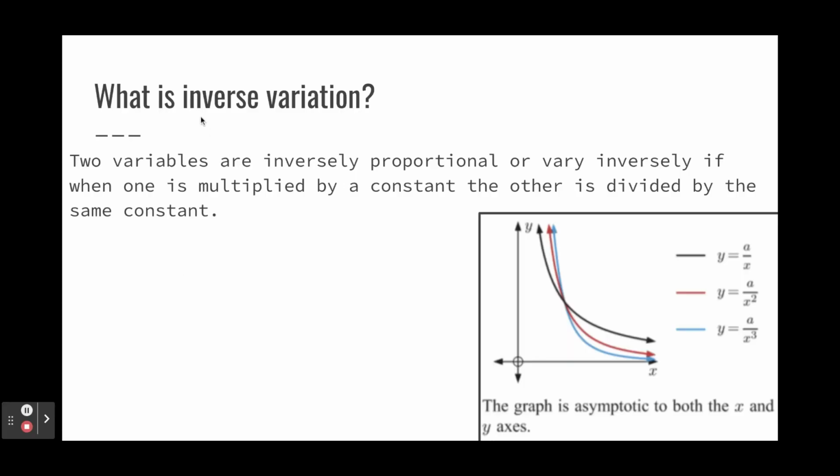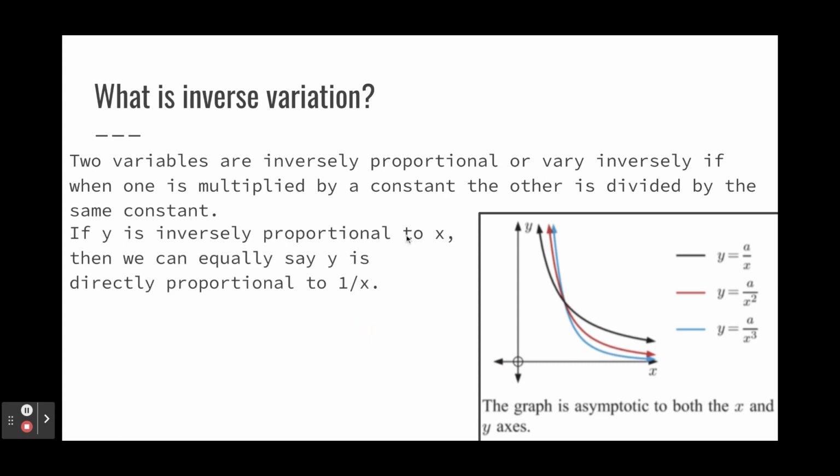Now if we compare this to inversely proportional, well, two variables are inversely proportional or vary inversely if when one is multiplied by a constant, the other is divided by the same constant. So here are some examples of inverse variation. So we have y is equal to a over x. This is equivalent to y is equal to a times x to the negative 1. Y is equal to a divided by x squared, or a times x to the negative 2, right? So it's a negative exponent here.